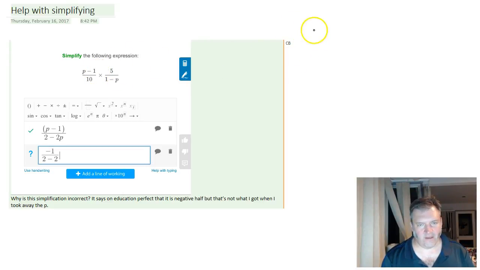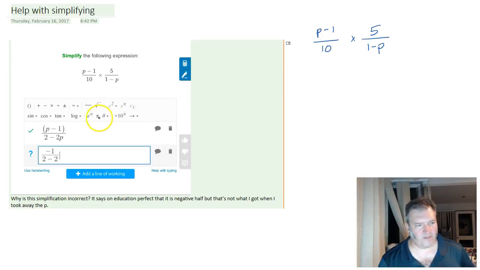So I've got the equation here, p take 1, or the expression because there's no equation, p take 1 over 10 multiplied by 5 over 1 take p. And excellent work to keep your working in here to show me what you're doing.